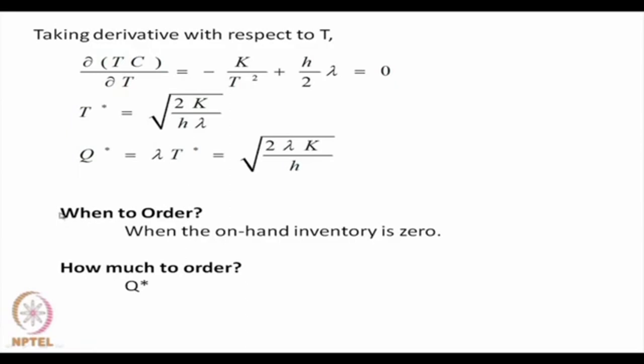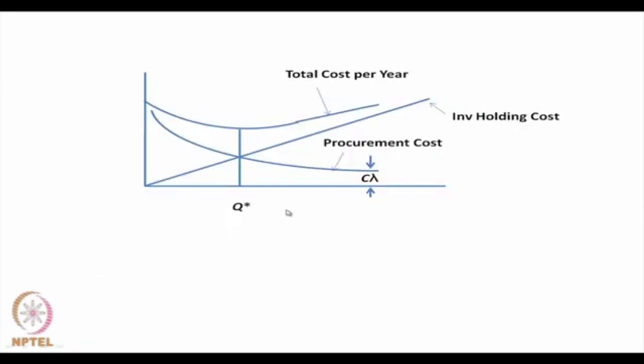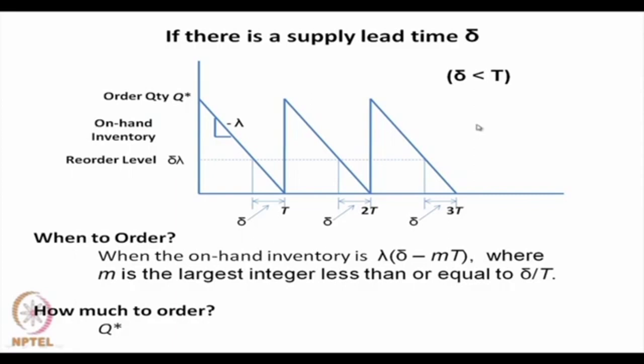So, from here we answer two questions: when to order, we order when the on hand inventory is 0, and how much to order, we order Q star, which is equal to root over 2 lambda K divided by H. Now, here we are showing how the costs vary with the amount of Q. As Q increases, the inventory holding cost increases, but the procurement cost reduces, and the total cost takes a minimum at the value Q star. Now, all this we had discussed in our last class.